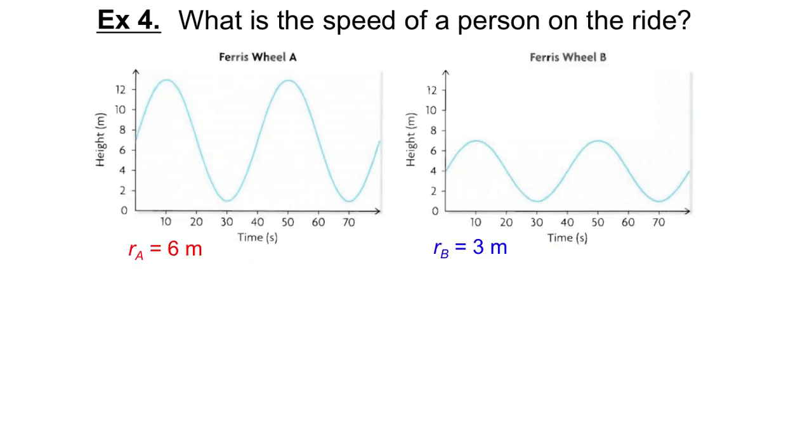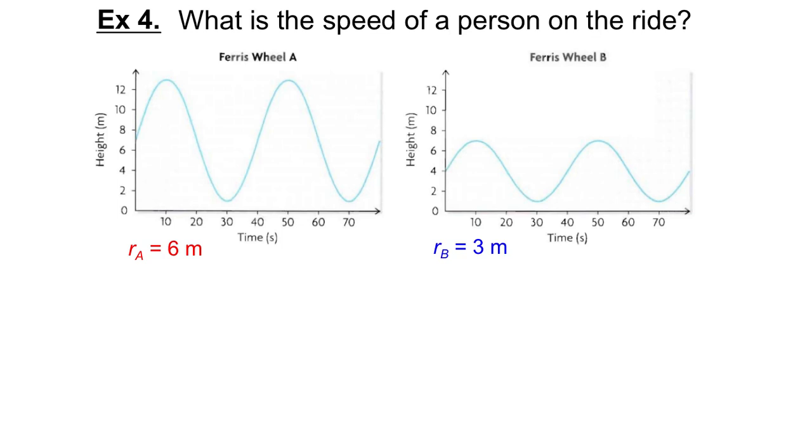Now, something perhaps a little more interesting is this example where we're going to find the speed of a person on the ride. Okay, so we've already done a lot of work. I'm just reminding you the radius of Ferris wheel A is 6 meters. We're going to use that to calculate how fast somebody's moving on this ride. I'm going to show you how to calculate the speed of Ferris wheel A, and then I'm going to let you try to calculate the speed of Ferris wheel B.